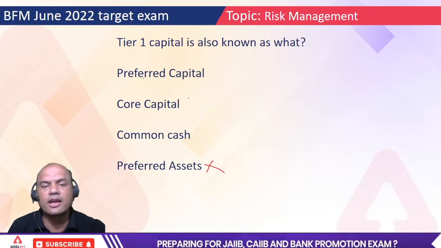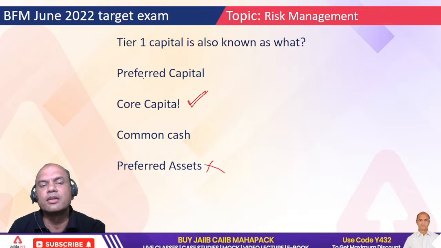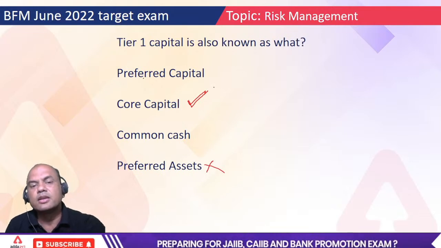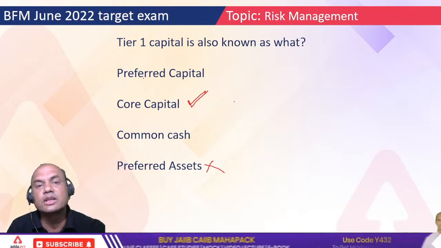So the answer is correct. Everyone is typing correct. B, right? Core capital. This is the core capital, and tier 2 is a supplementary capital or paid capital. This is known as a higher capital, that is known as a lower capital.